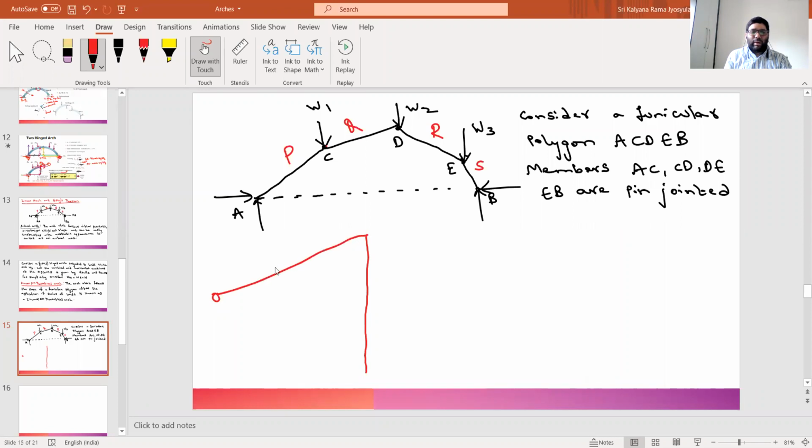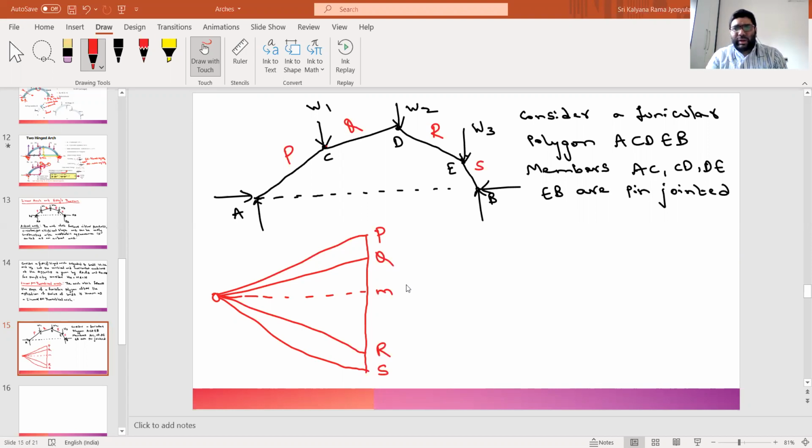So you can see that 1, 2, 3, 4, and we have a center joint, the exact center point. Let us name it as P, Q, R, S, and M, just for the sake of understanding. What I have written here, P, Q, R, S, I am trying to represent in the form of an equilibrium condition.